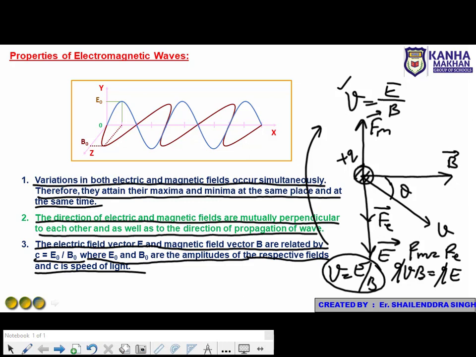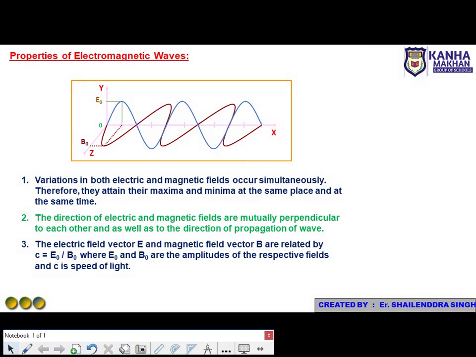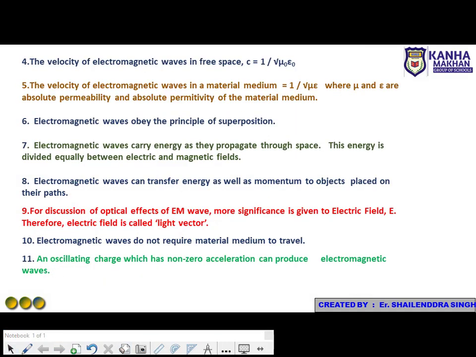Now in that condition, suppose it is the propagation of an electromagnetic wave, its speed or velocity is c, its maximum amplitude for the electric vector is here and the maximum amplitude for the magnetic vector is here. Then you put E naught by B naught, which gives the relation for the third property of the electromagnetic wave. Next, the fourth property: the velocity of the electromagnetic wave in free space is c equals 1 upon the square root of mu naught epsilon naught.